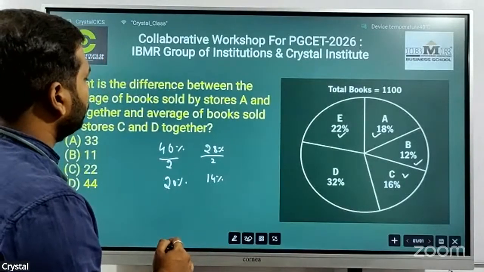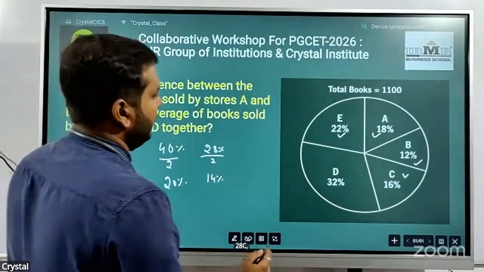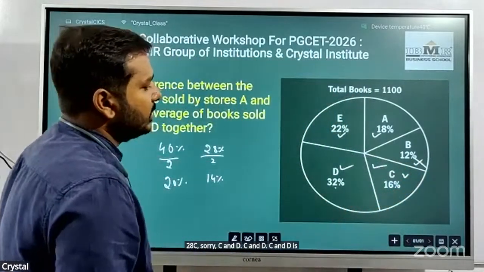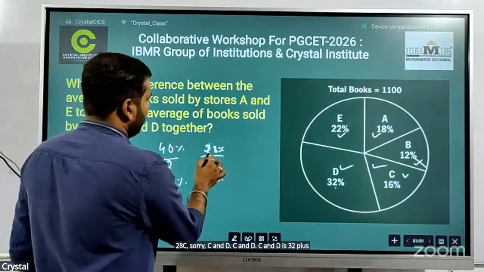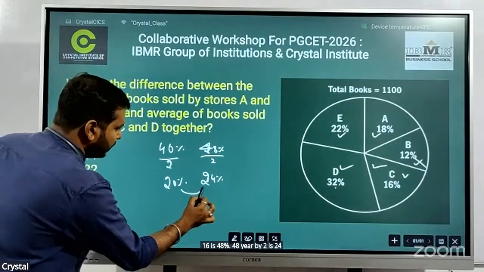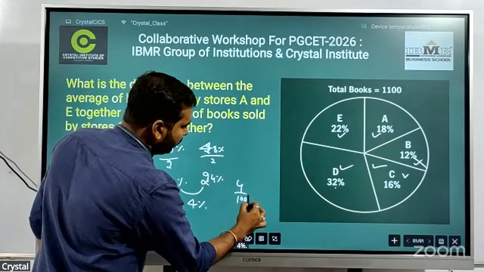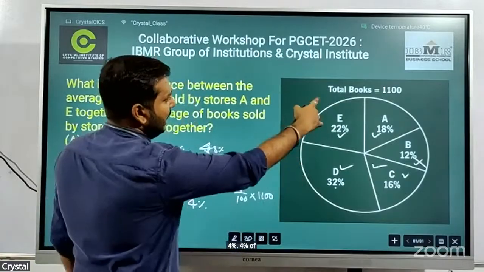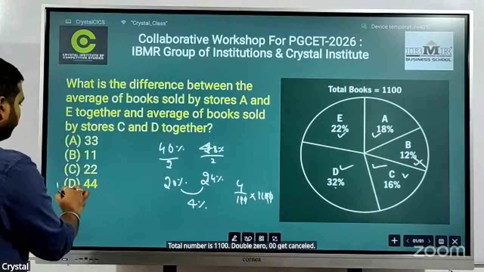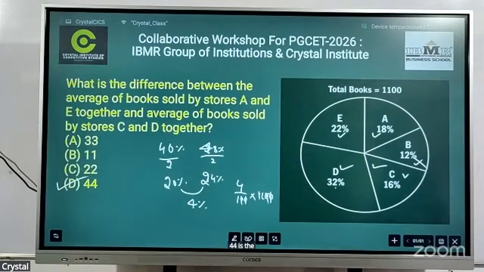40 divided by 2 is 20%. Sorry, C and D. C and D is 32 plus 16 is 48%. 48 divided by 2 is 24%. Okay, difference is 4%. 4% of total number is 1100. Double zero get cancelled. 4 elevens, 44 is the answer. Okay.